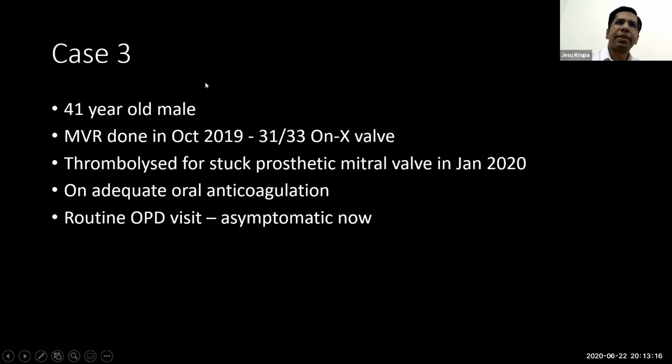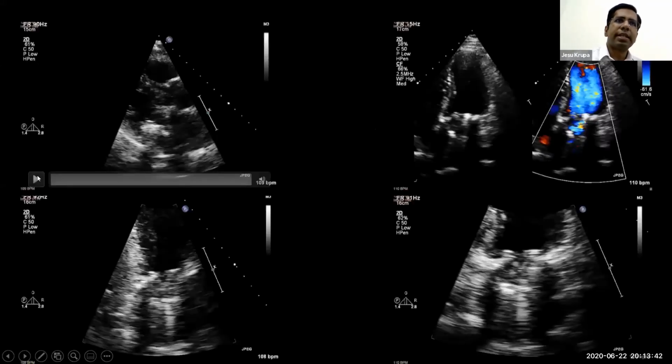This is the next case, a 41-year-old male. MVR was done in October 2019, not very long ago. He had a stuck valve in January of this year, and he has been on adequate oral anticoagulation. Now he came for a routine OPD visit and was doing quite well. He didn't have many symptoms. So this is again a bileaflet valve.